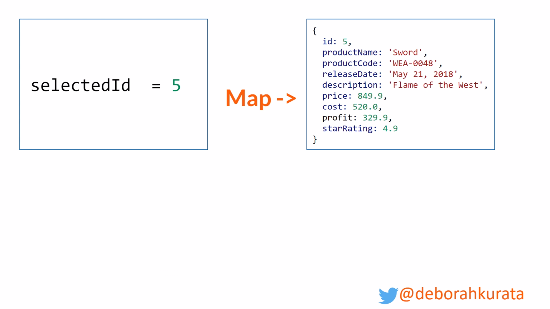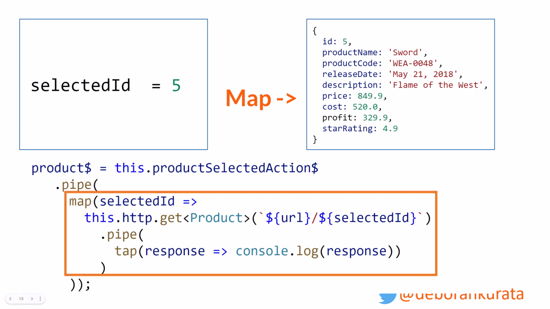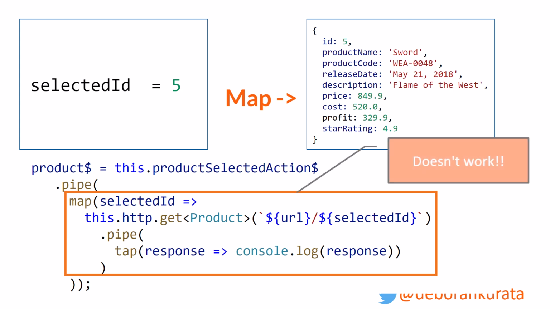Okay, so our first thought might be to do something with a map. So we're going to take our selected ID that's emitted into our stream, and we're going to map it into a product. Sounds right? So we could write code like this. We're taking our selected product action dollar, which is getting us this 5, because that's the one the user picked, and we're going to map it into an HTTP GET to go ahead and get the data. But this doesn't work. Bummer.